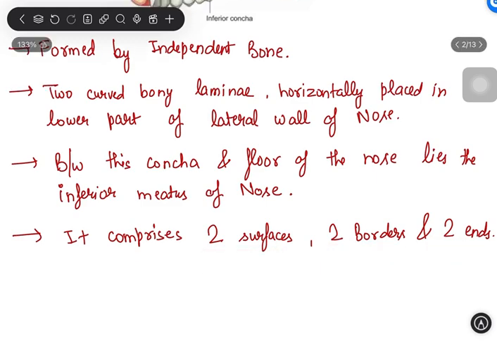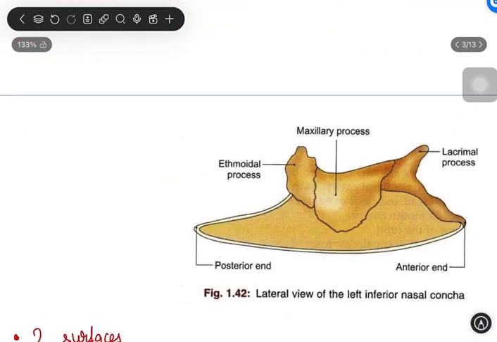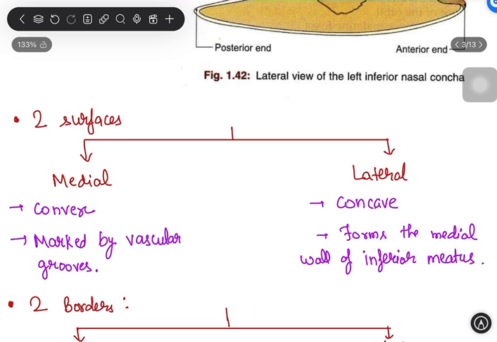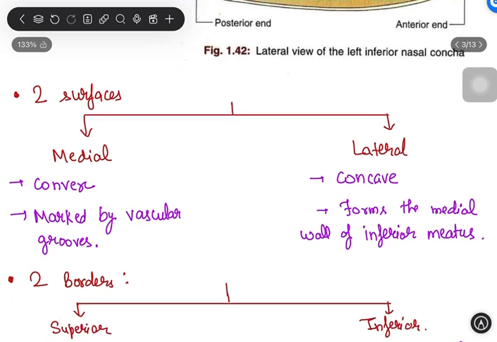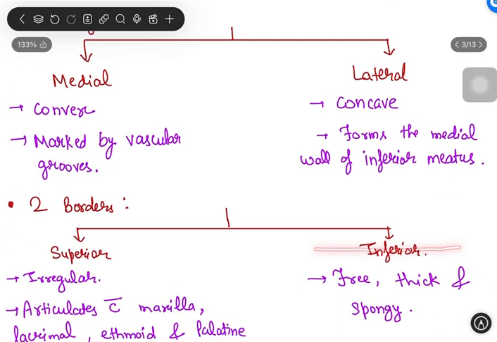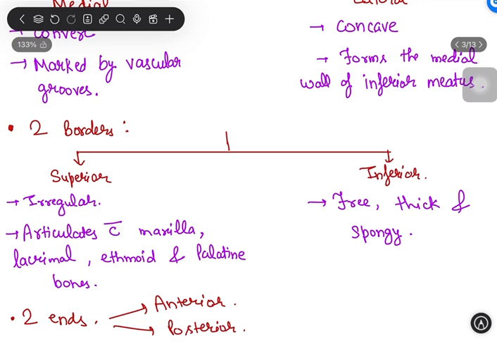We will briefly discuss these two surfaces, borders, and ends. Firstly, we will talk about the surfaces. There are two surfaces, medial and lateral. The medial surface is convex while the lateral surface is concave. The medial surface is marked by vascular grooves, and the lateral surface forms the medial wall of the inferior meatus. Now, the two borders are the superior border and the inferior border.